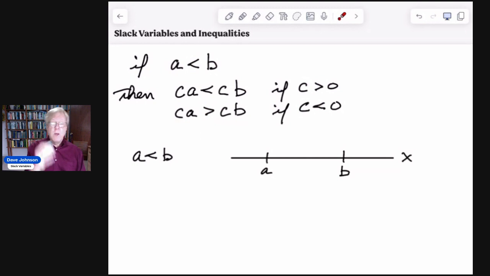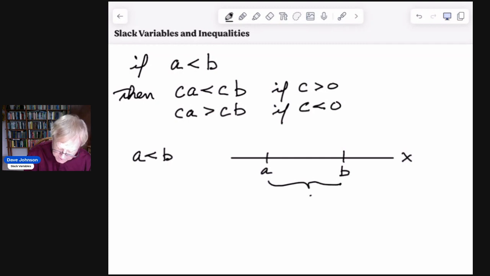Now, usually when teachers tell you this, they say, well, it's true, or they show you a couple of examples, but I'd like to show you why this has to be true. And so let's just do a very simple derivation here. So I want to make this distance s, and we're going to say that s is greater than zero. Okay, and s is going to be our slack variable.